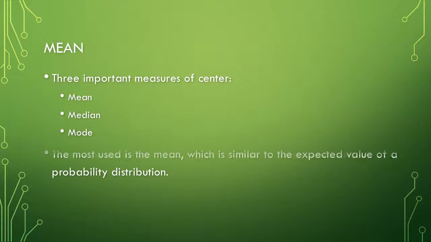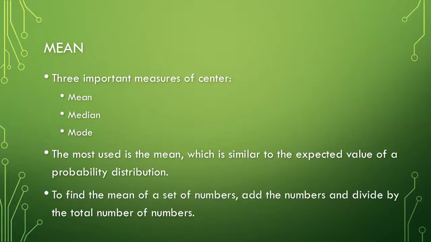The most used is the mean, which is similar to the expected value of a probability distribution. We also have been known to call the mean the average. In statistics, we always refer to it as the mean, but it is the average that you remember from earlier math. To find the mean of a set of numbers, add the numbers and divide by the total number of numbers. I know that sounds kind of awkward, but I think you know what I mean. It's like averaging. In fact, it is averaging.